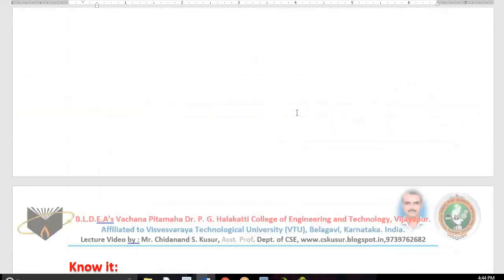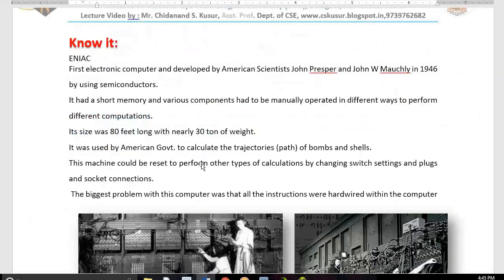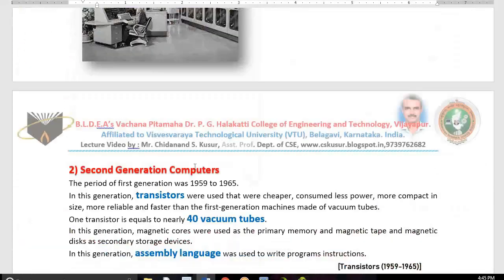If possible, you can draw the diagram of the vacuum tube in 2D like this: glass envelope, plate, anode, filament, cathode. You can draw the diagram like this also if you have the time. Just explain a few points, features and examples. That's all. No need to explain all these things. Okay, very good. This is all about the first generation of computers.